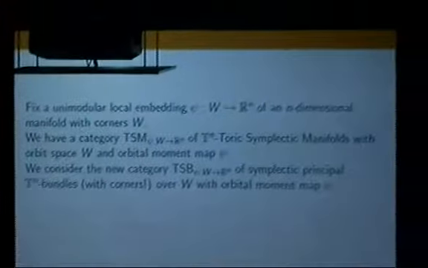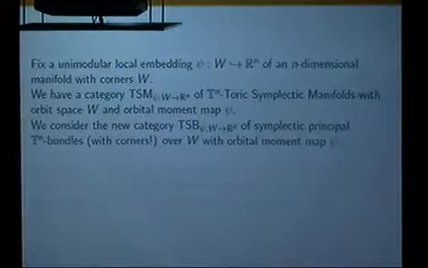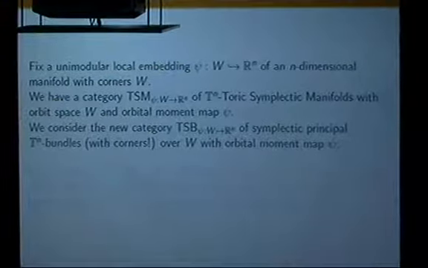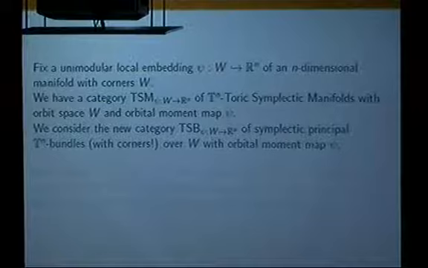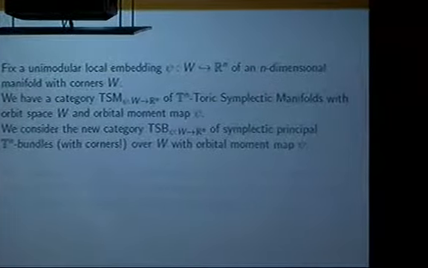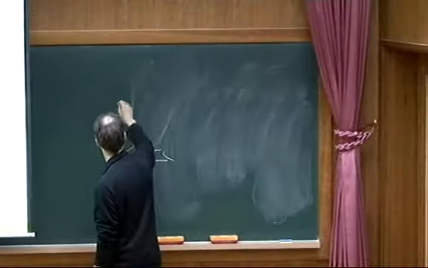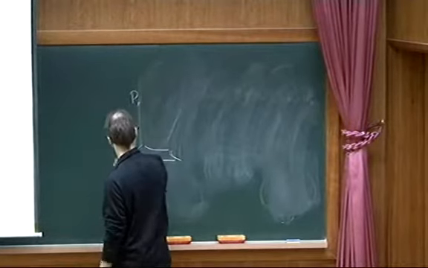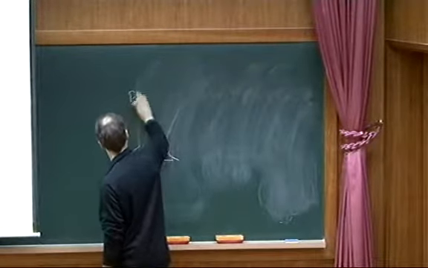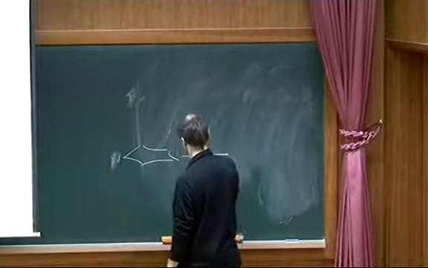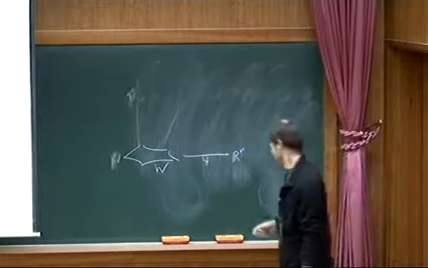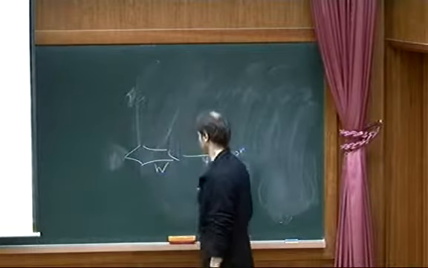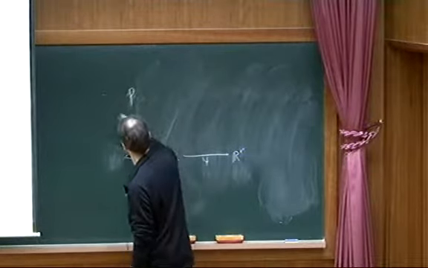Well, there is a category floating around that people haven't really thought much about. Is it okay if I put it on the other side? And that one is definitely non-empty. So we have this manifold with corners, and I could just look at the principal torus bundle sitting over it. So here's my W, and then I want to look at principal Tn bundles.